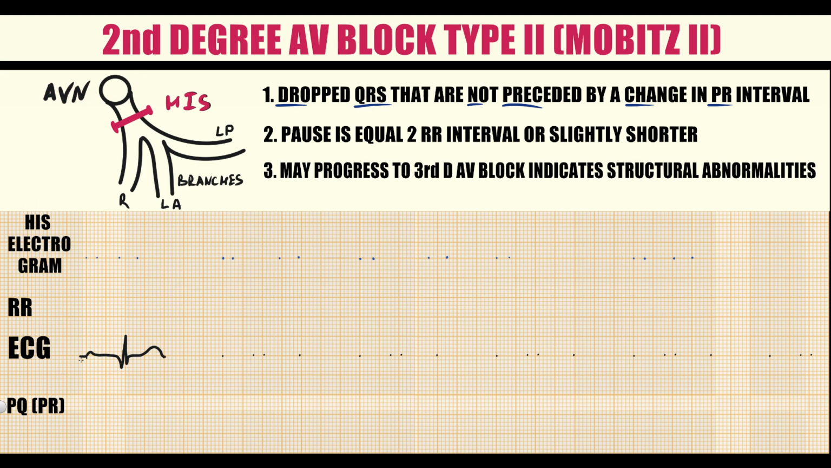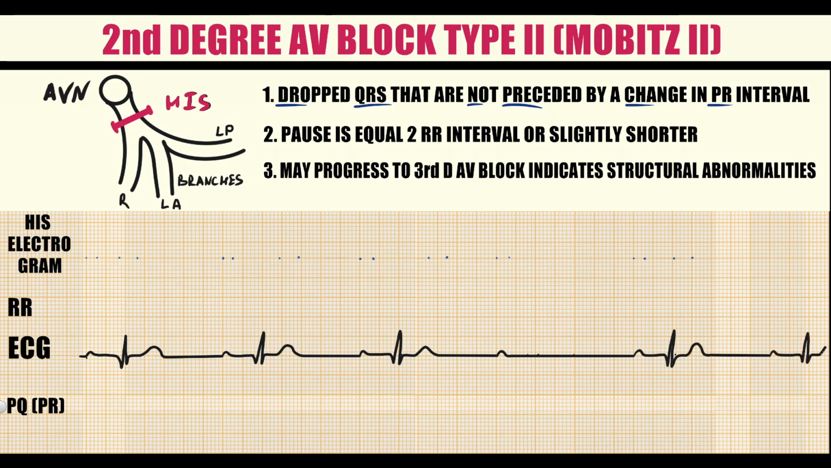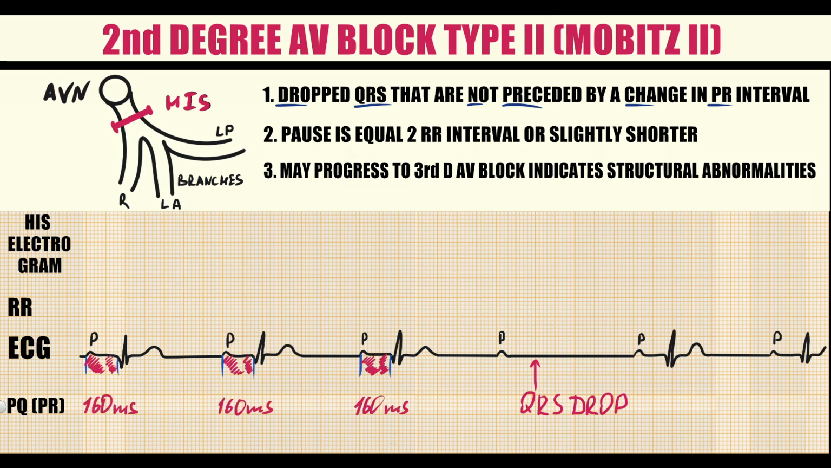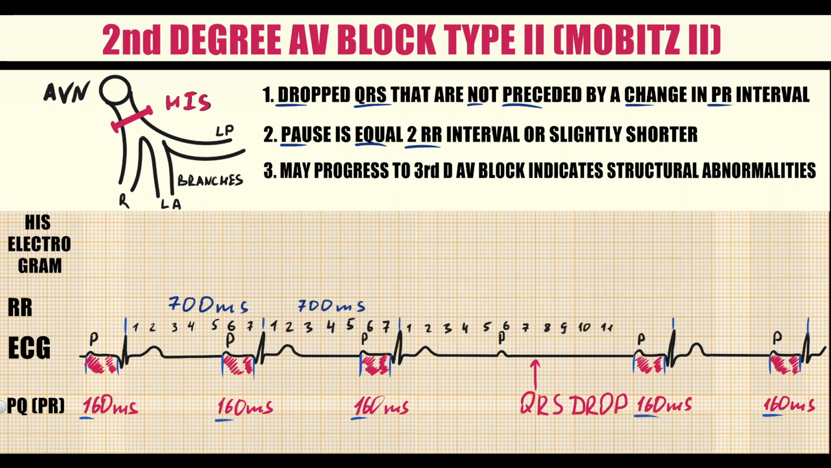Look at the ECG scheme. We see the QRS drop. PR interval is constant before and after the QRS drop and equal to 160 milliseconds. Now let's check the pause duration. RR interval before the block is equal to 700 milliseconds. The pause is equal to 1400 milliseconds. So pause is equal to 2 RR intervals.